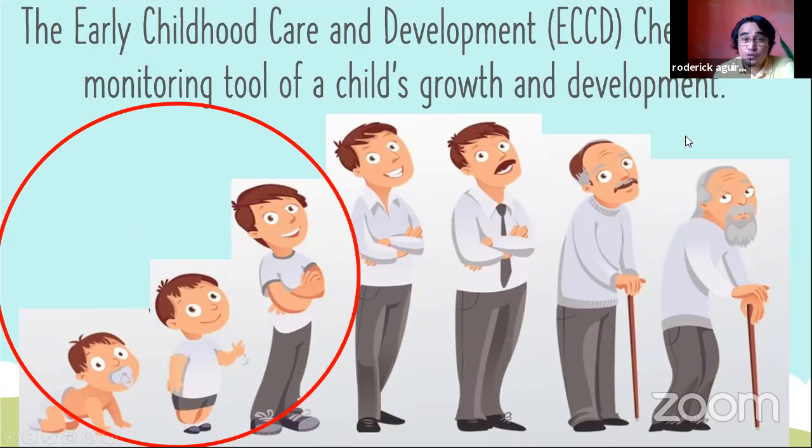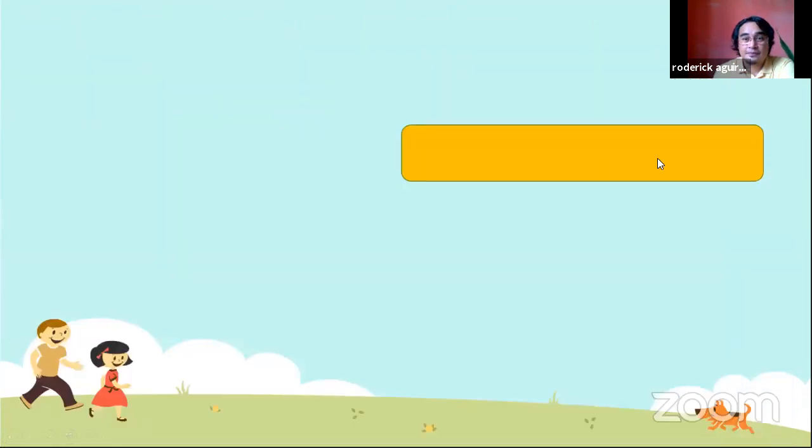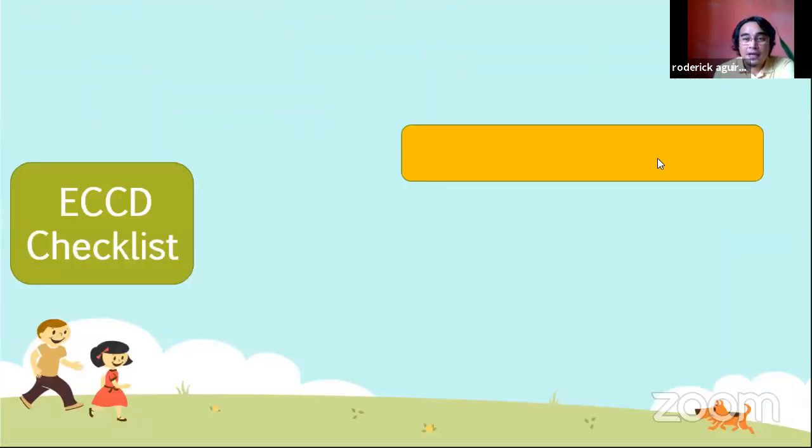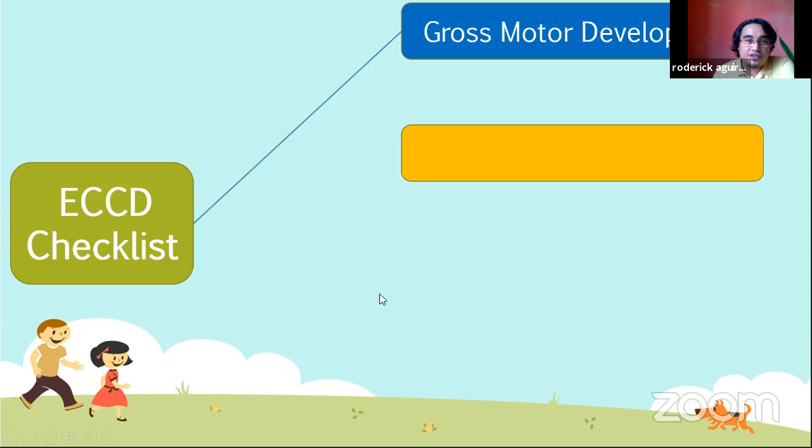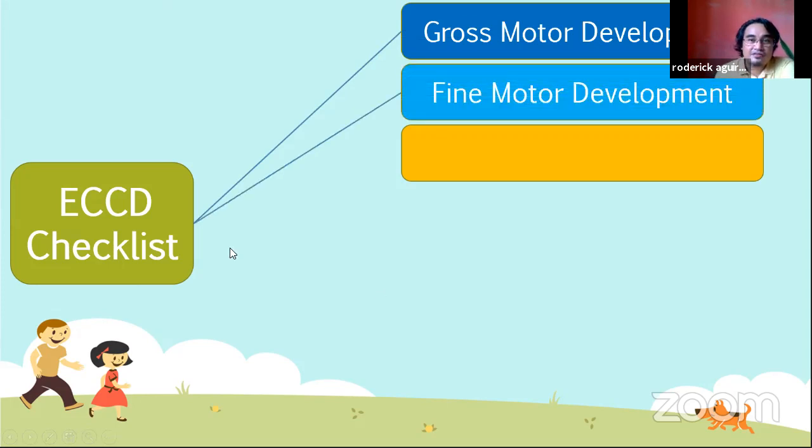It's a monitoring tool, okay? Monitoring tool of a child's growth and development, especially in the early years. Okay, so there are about 7 components of the ECCD checklist that can be categorized in 4 domains. We have, of course, the gross motor development, and we have the fine motor development, which falls under my holistic development design, which is under physical domain.